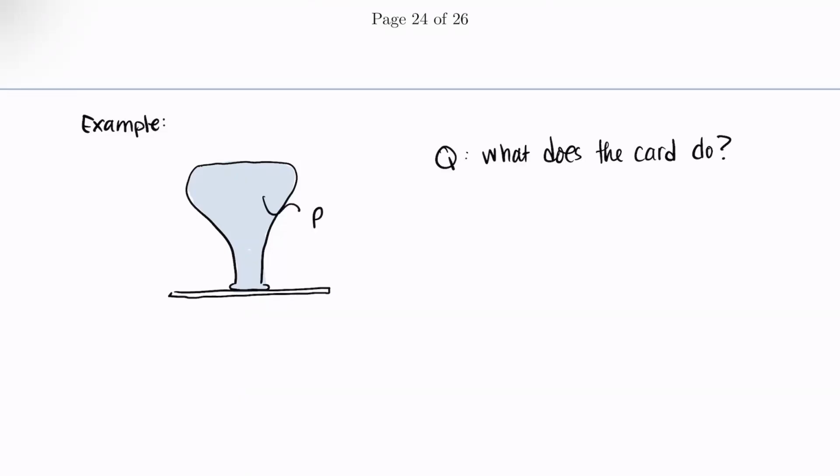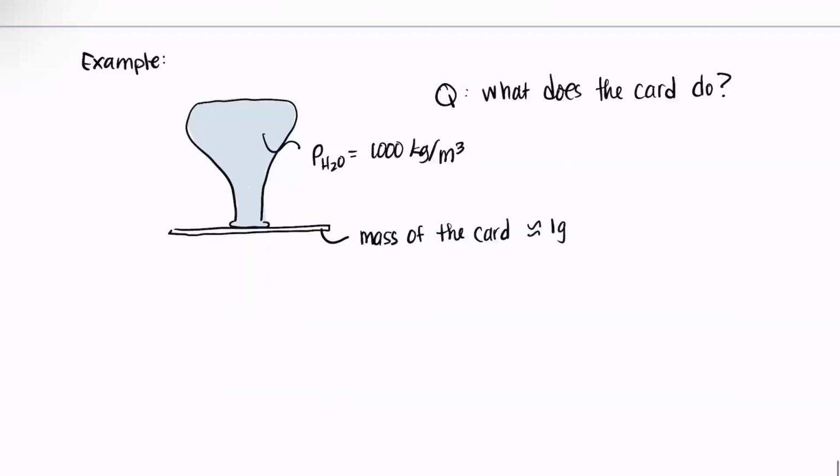And we're going to assume that the density of water is 1,000 kilograms per meter cubed. We're going to assume the mass of the card is about a gram. It's probably less than that, but that's okay. And then we'll also assume that atmospheric pressure is 100 kPa. All right, so how would we figure out what will happen to the card? What should our first step be?